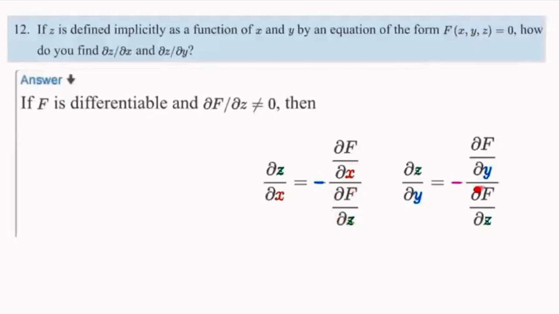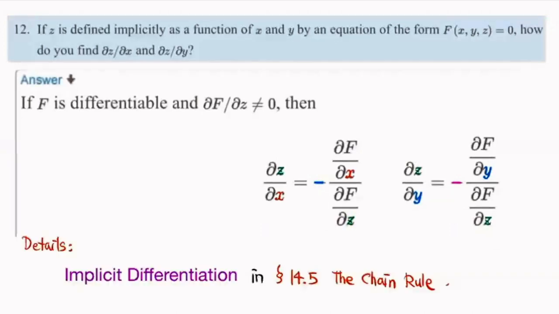these two equations. Notice that the denominator here is not 0, and you see the x and this x here match, and the z and z here match. And for this partial derivative, you will see the y and this y here match, and then the z and z here match. Both of them on the right-hand side have a negative sign. For more details, you can refer to the note on implicit differentiation in section 14.5, the chain rule.